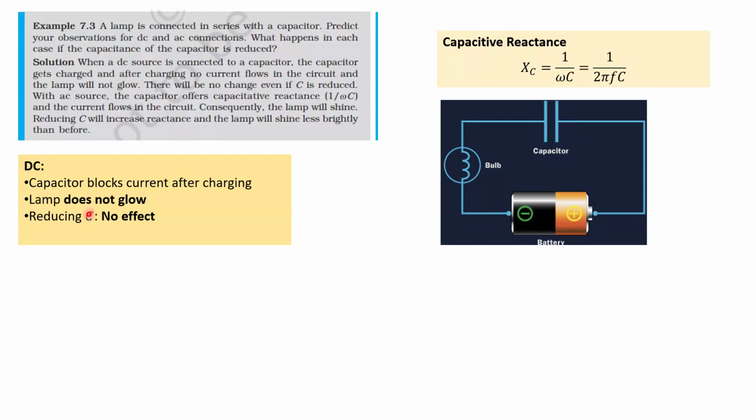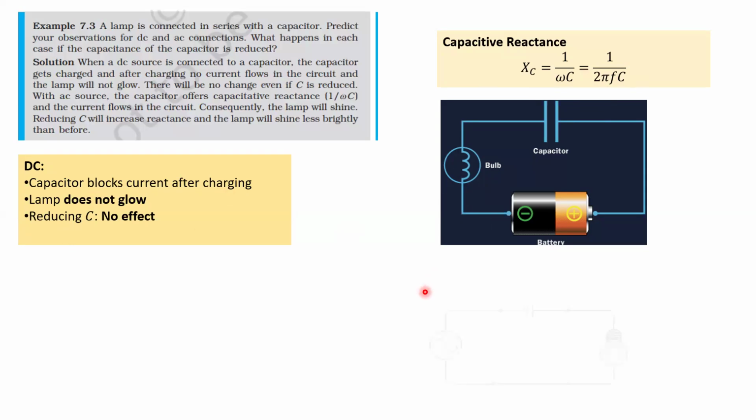So, we can say capacitor blocks direct current. No question of allowing the direct current to flow through this. In other words, you can say capacitor hates DC. So, no flow of current. Therefore, there is no chance for the bulb to glow. Whether you increase the capacitance or decrease the capacitance, always it is blocking. So, reducing C has no effect, which means the bulb never glows when the capacitor is connected to direct current.